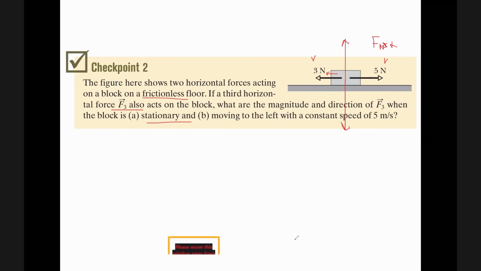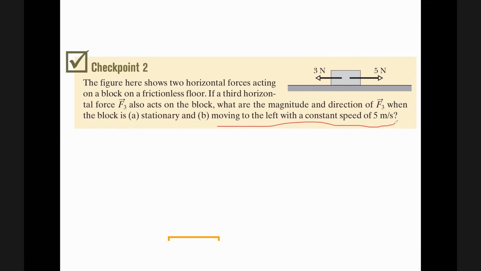You agree with me? Now, this is part A. Part B said, how about if it is to make the object moving to the left with constant speed, 5 meters per second? So that this object will be sliding with constant speed or velocity. Make your contribution. Where do you think should be the direction and magnitude of this horizontal force?